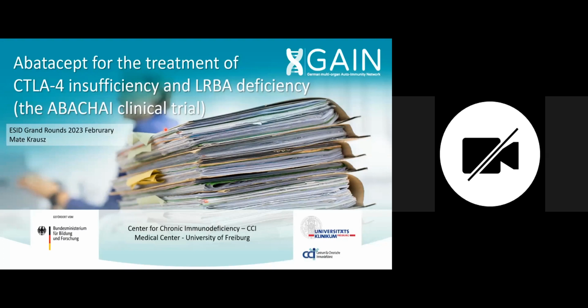But before we do so, I will ask Dr. Máté Krausz to talk about the study we have conducted here at the CCI in Freiburg on CTLA4 and LRBA deficiency and abatacept. Máté, the floor is yours.